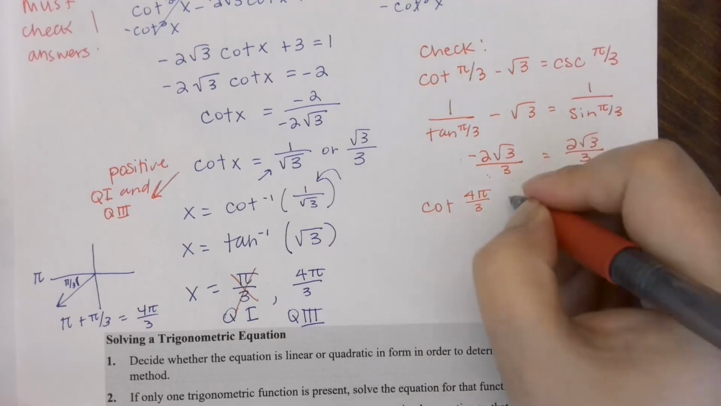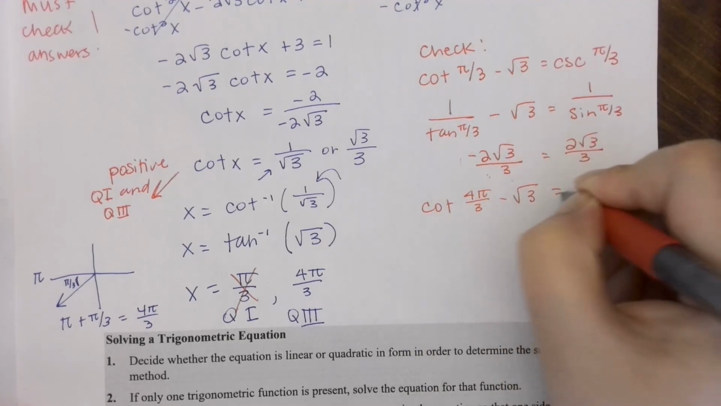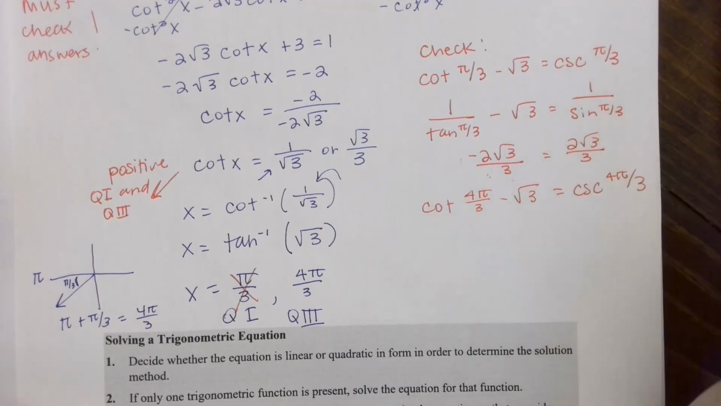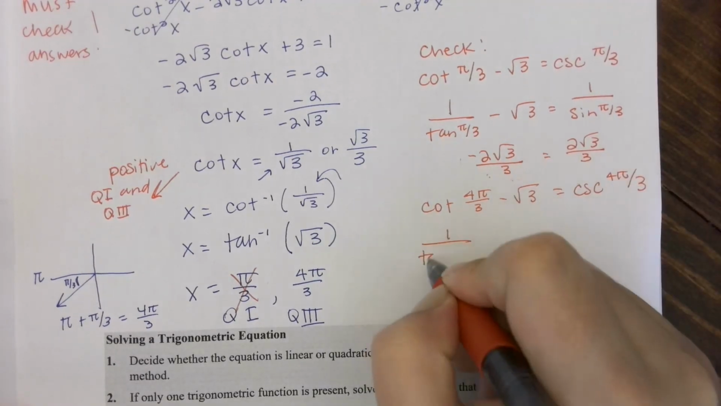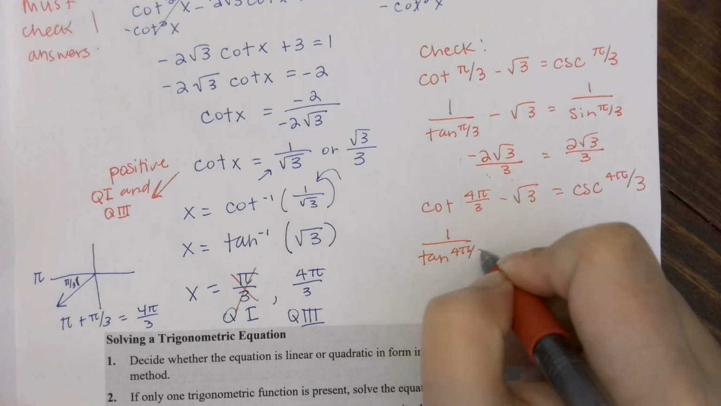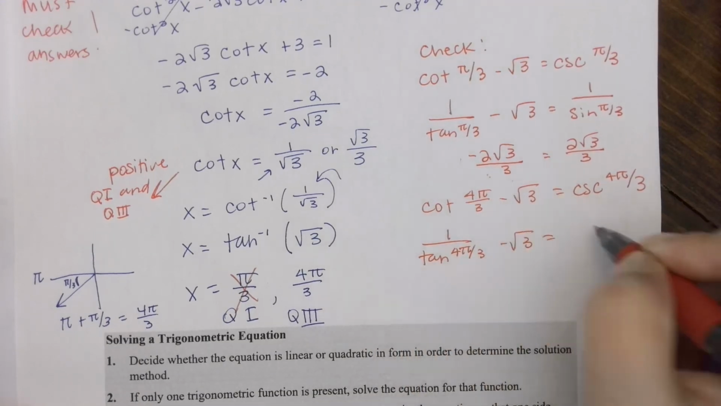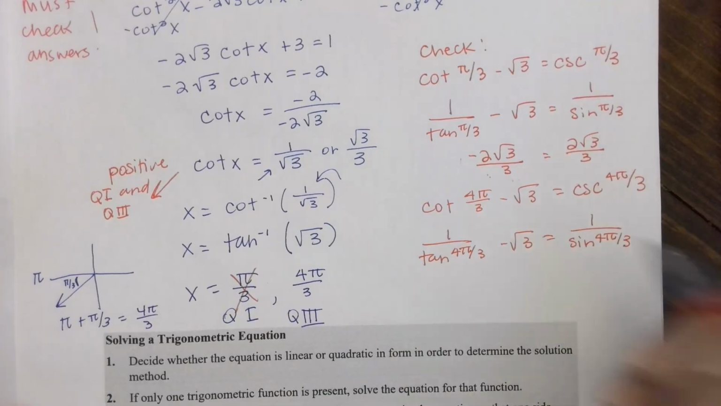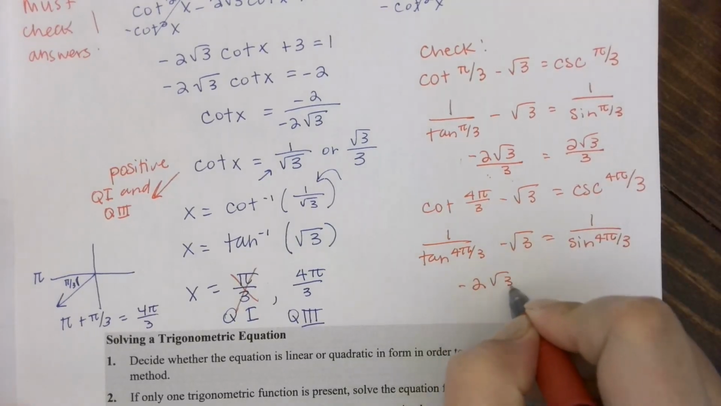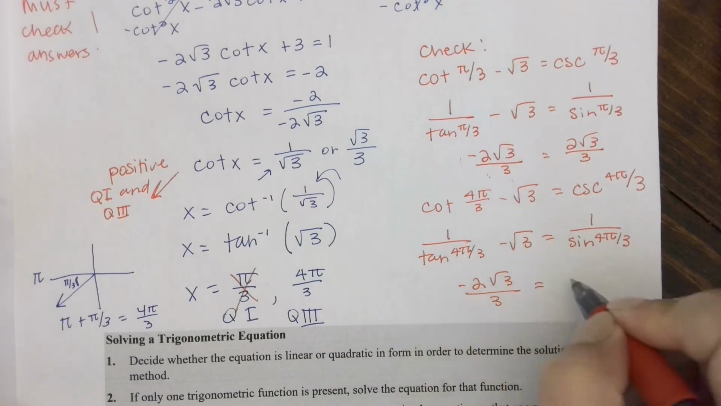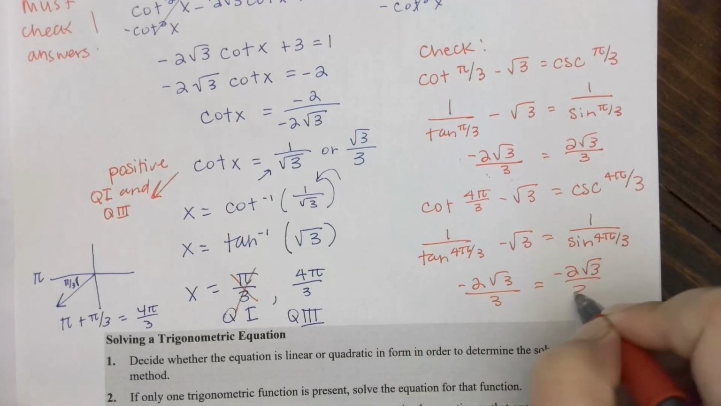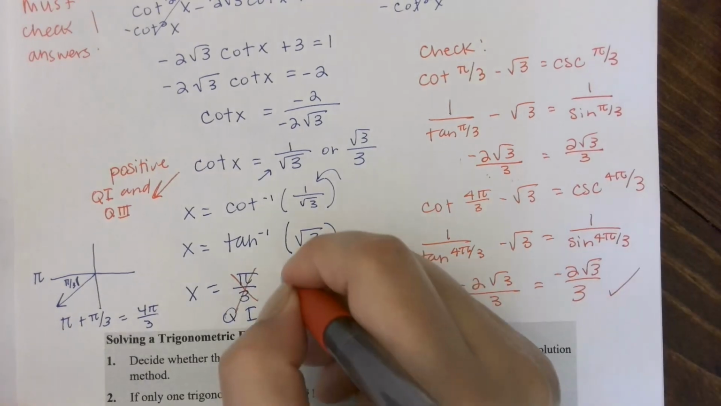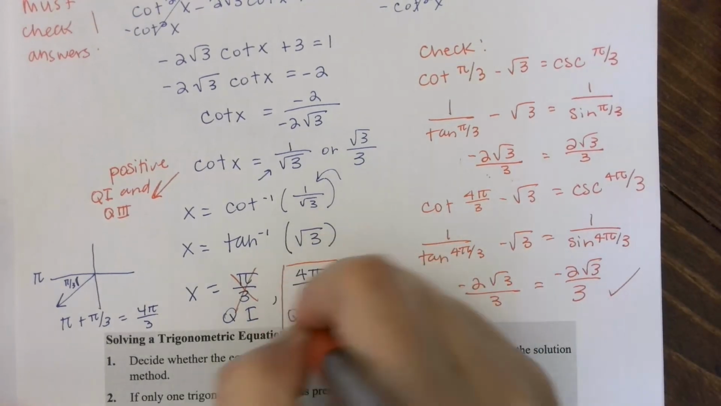So cotangent of 4 pi over 3 minus the square root of 3 equals cosecant of 4 pi over 3. So again, using the reciprocals. Okay, so this is going to give me negative 2 square roots of 3 over 3, which equals negative 2 square roots of 3 over 3, which is correct, so that works. So our answer is 4 pi over 3.